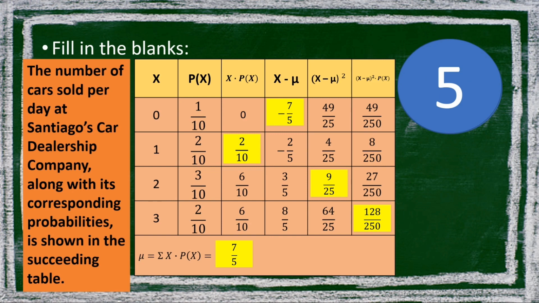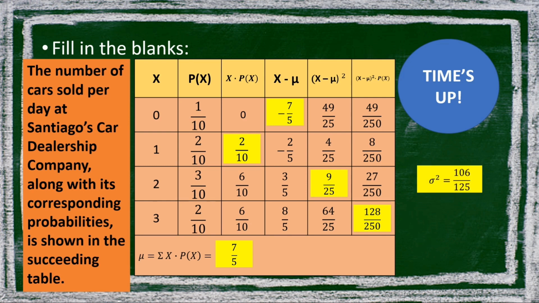128/250. What is the variance? Time's up. The variance is equal to 106/125. What is the standard deviation? Time's up. The standard deviation is equal to the square root of 530 all over 25.